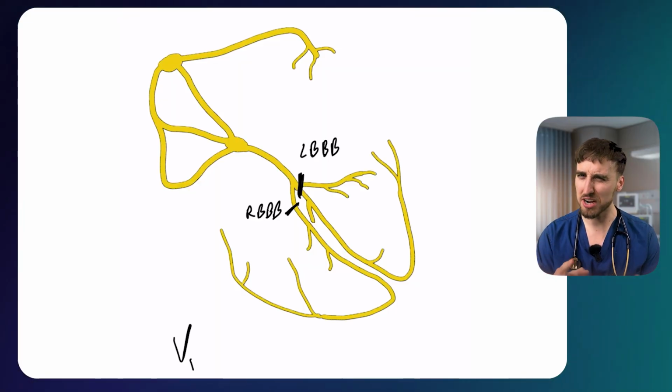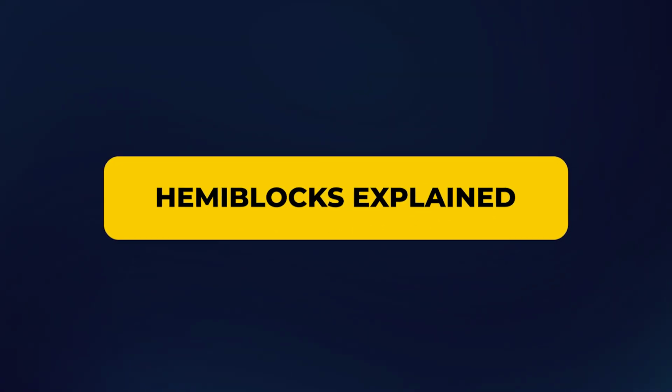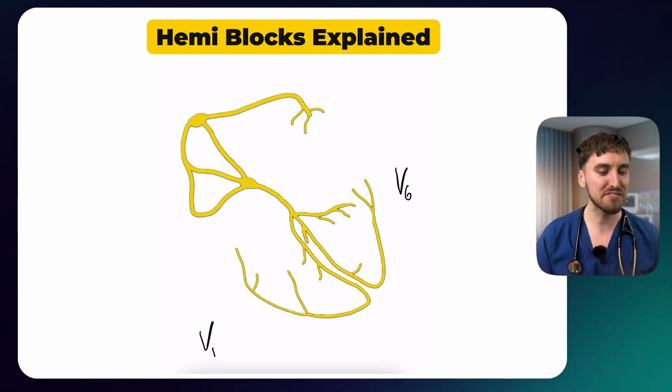But going back to the left side, what if you knock off any of the fascicles here? Well, that's when you get a hemiblock. There's an easy trick to see them on an ECG, so let me tell you so you sound smart when you're reading your ECGs. We'll start with a left anterior fascicular block.